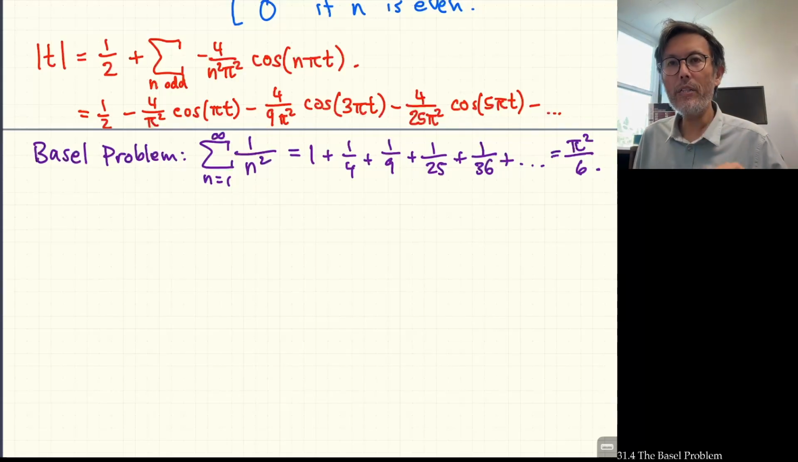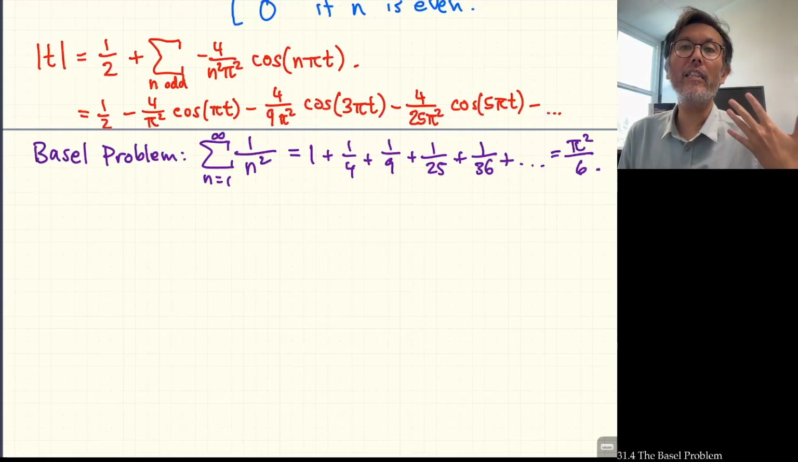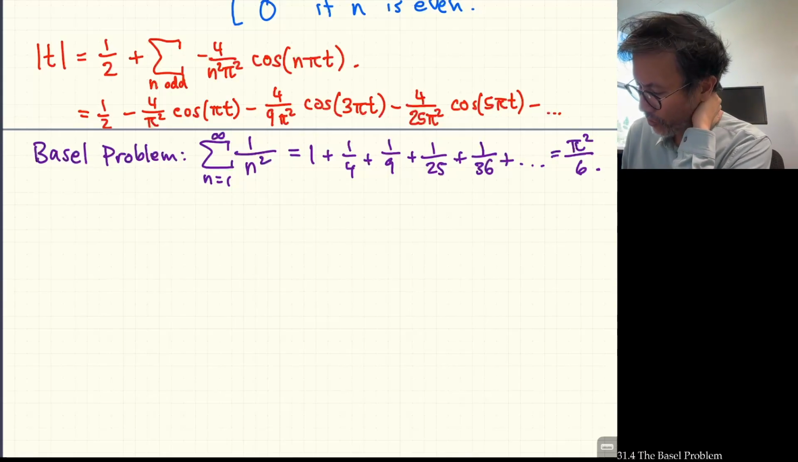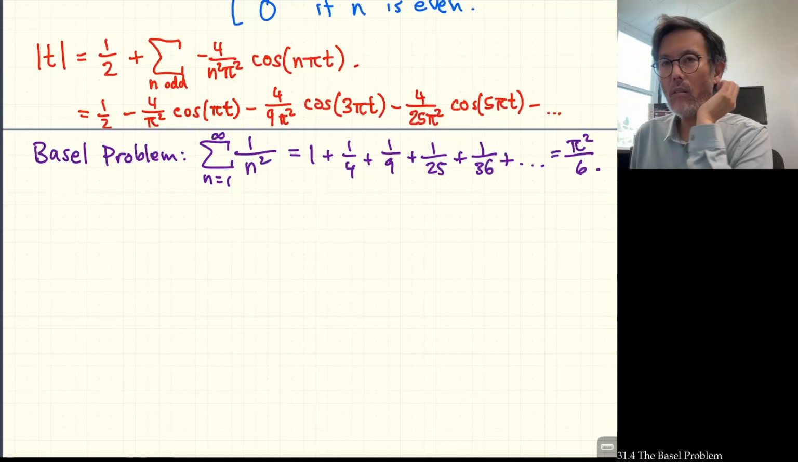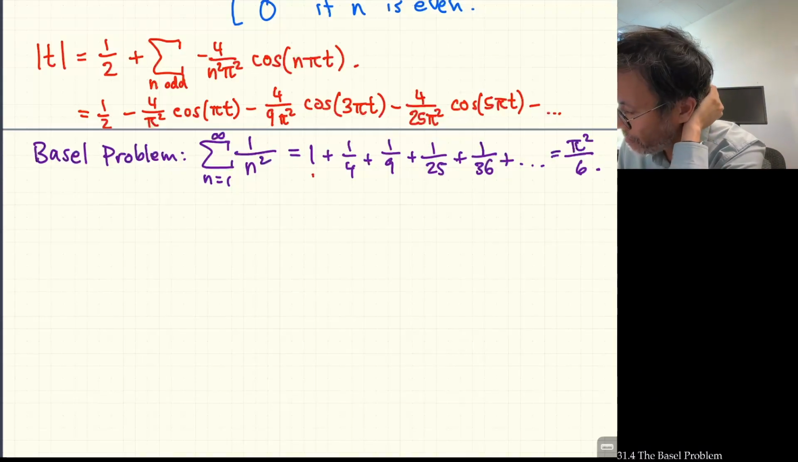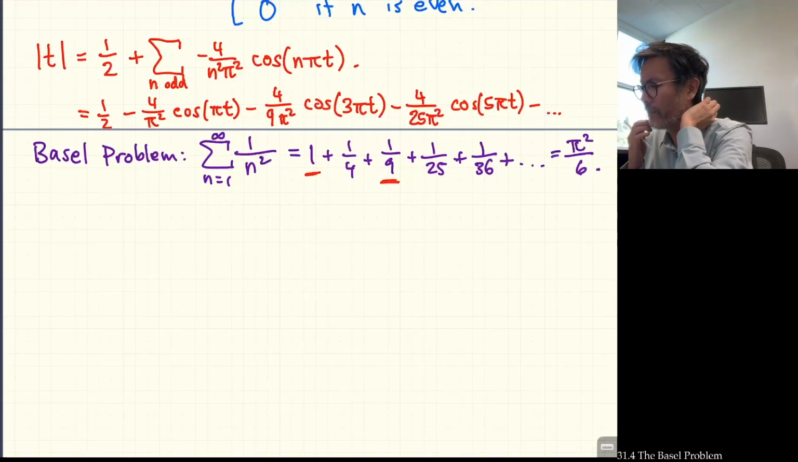Okay. What I'm going to do is organize the terms of that sum into two groups. One corresponding to even values of n and one corresponding to odd values of n. So here are the odd values of n. The terms corresponding to the odd values of n.